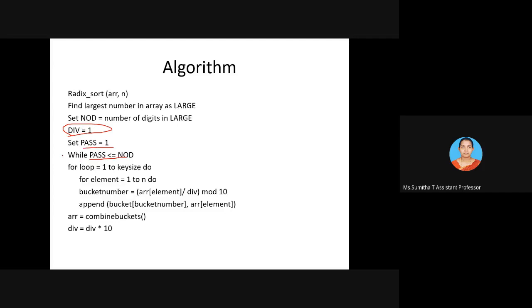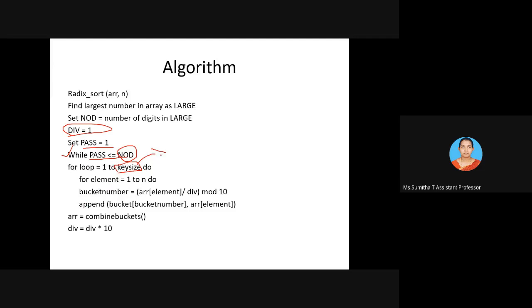What do we need to do? A while loop. Here we give the while loop up to NOD, the number of digits; we have to go with the passes. In that loop we run from 1 to key size. What is key size? Key size is nothing but the number of buckets.